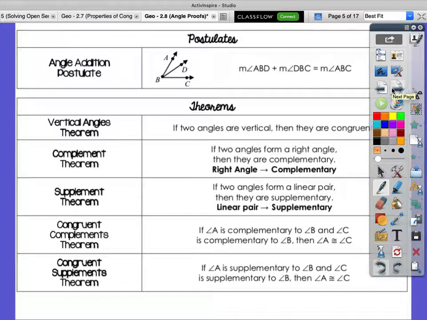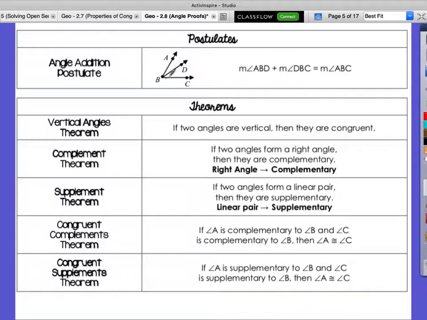We have our postulate. We have our angle addition postulate. It's very similar to our segment addition postulate we covered before. Two parts of an angle, angle ABD and angle DBC, add up to the whole thing, angle ABC. Okay? Then we have some different theorems, okay?